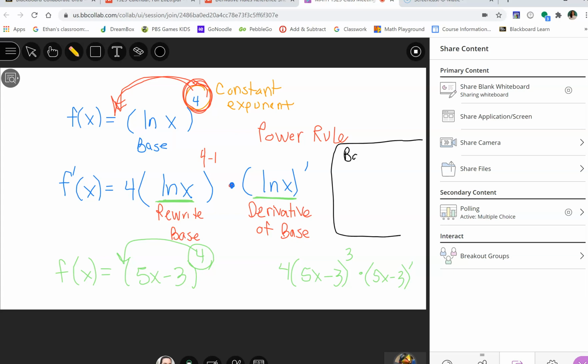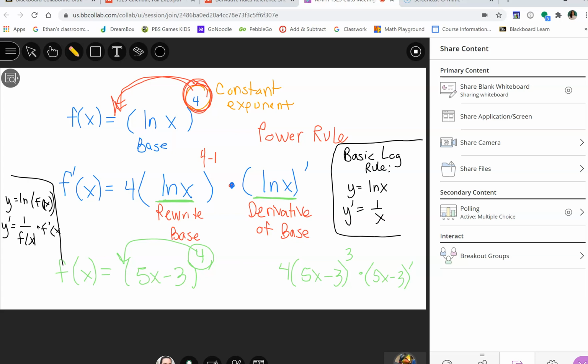So the basic log rule says, if your function is ln of x, then the derivative is 1 over x. The more complicated log rule says if your function is taking the log of a composite function, then your derivative is 1 over the argument, which is the composite function, times the derivative of the argument. So these are just rules you're going to memorize, and I made that reference sheet that you can look back at while you're learning the material.